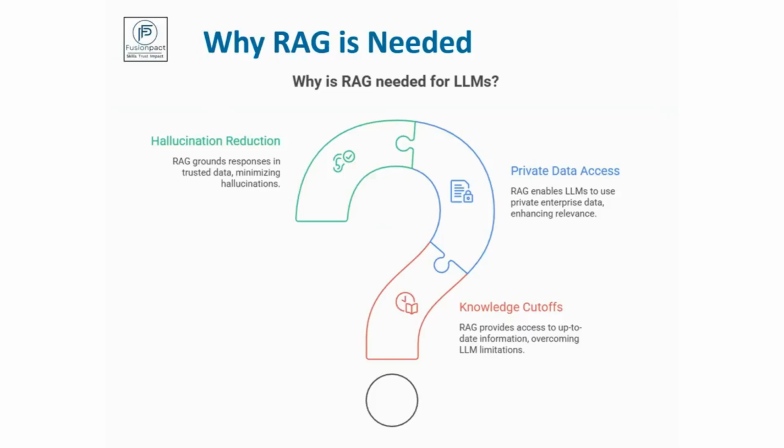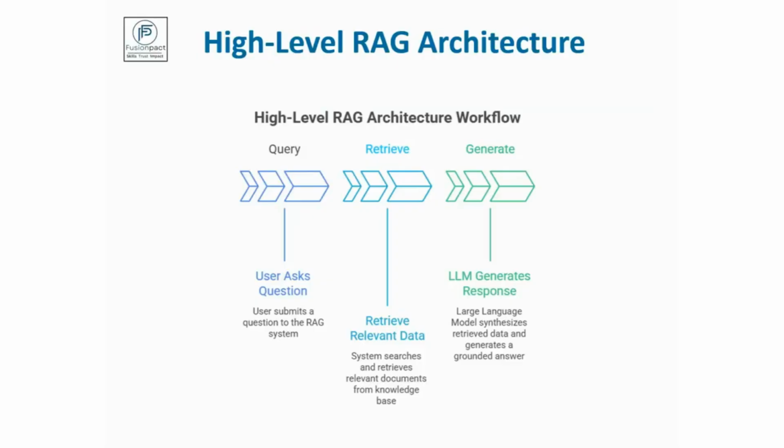Hallucination reduction. RAG grounds responses in trusted data, minimizing hallucinations. Private data access. RAG enables LLMs to use private enterprise data, enhancing relevance. Knowledge cutoffs. RAG provides access to up-to-date information, overcoming LLM limitations.